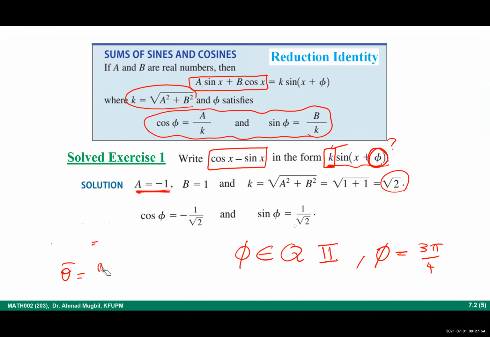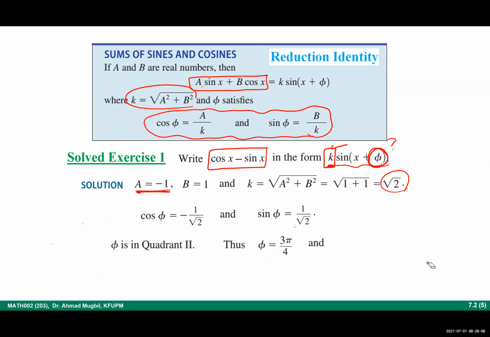So in the second quadrant, the angle whose sine and cosine are negative square root of 2 and square root of 2, it is 3 pi over 4. Is that clear, Shabab? This is not 7.2. This is chapter 5 and chapter 6. So this is phi. And of course, now what do we have? I will go back to there.